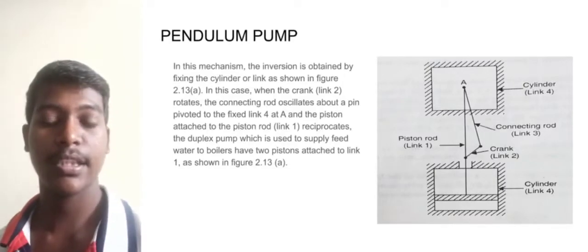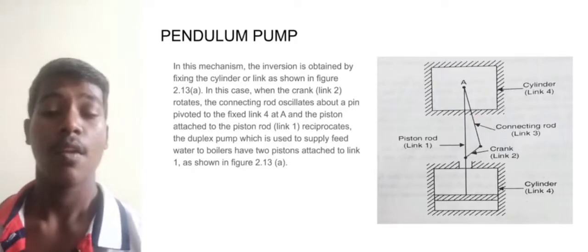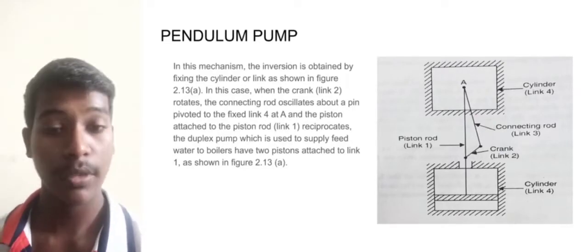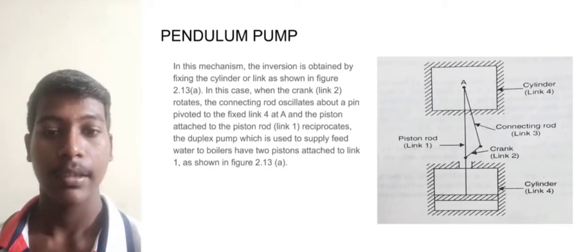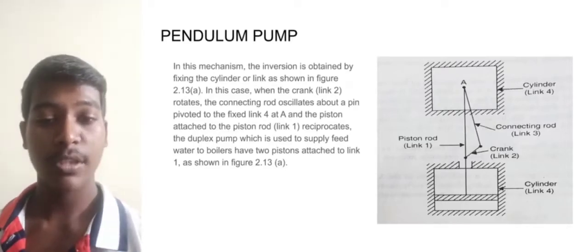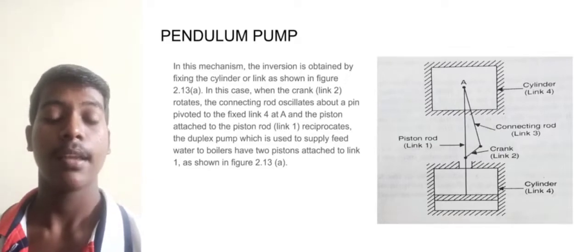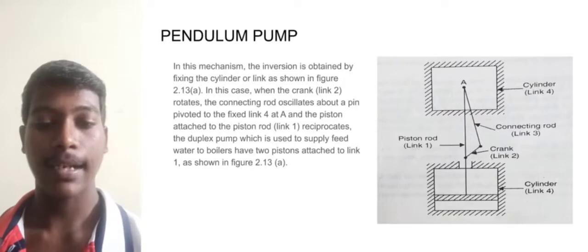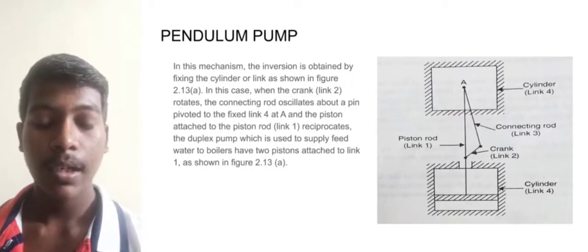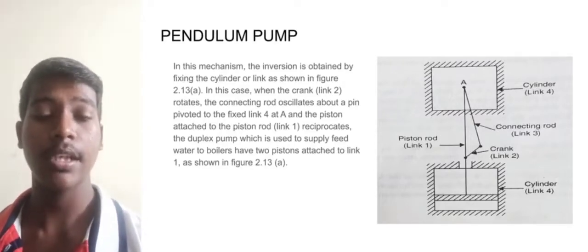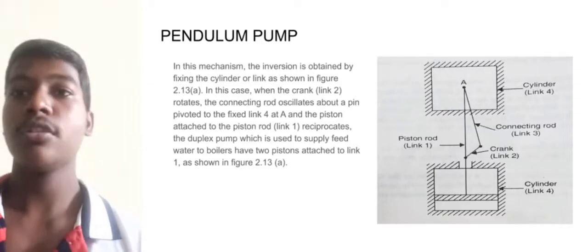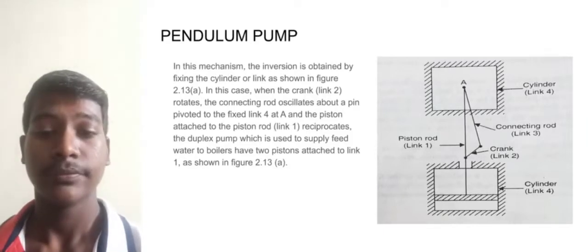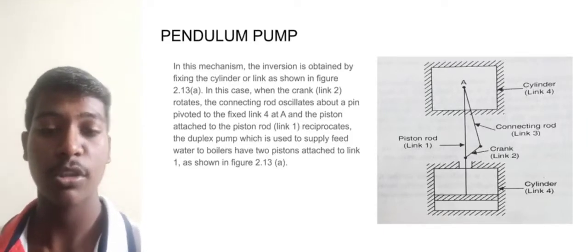This is the process. The two cylinders are here, placed in opposite directions. They are connected to the piston rod, which is connected to the crank. The pendulum pump is used to transfer rotary motion to linear motion.